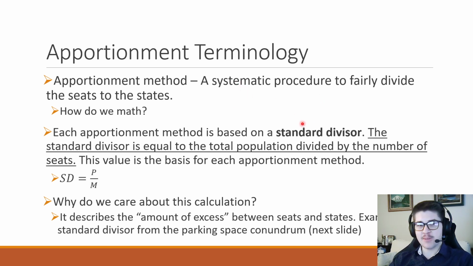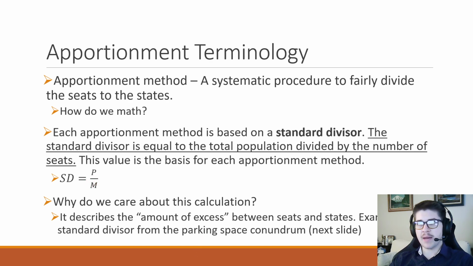But one of the key terms, this is the most important term in the entire chapter, is what we call the standard divisor. Each apportionment method is based on a standard divisor. The standard divisor is equal to the total population divided by the number of seats. Or in a mathematical formula, the standard divisor, SD, is equal to capital P divided by capital M, where P represents the sum of all of the populations, and M represents the total number of objects to be apportioned.